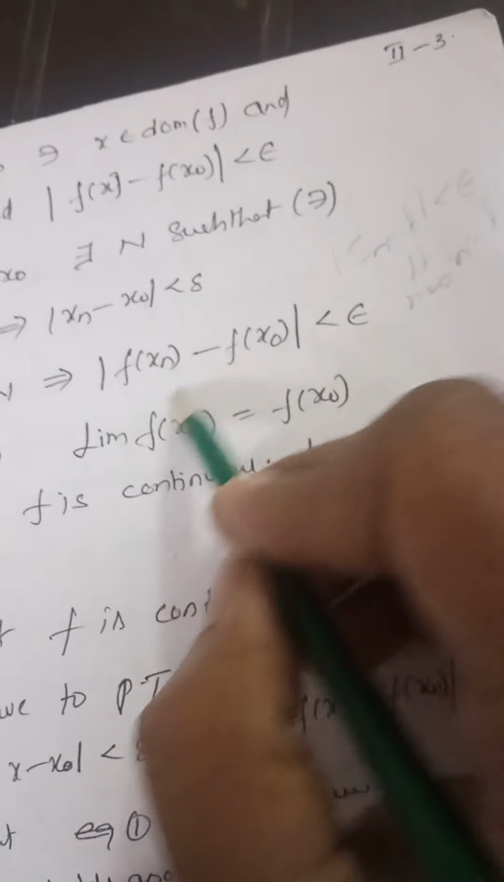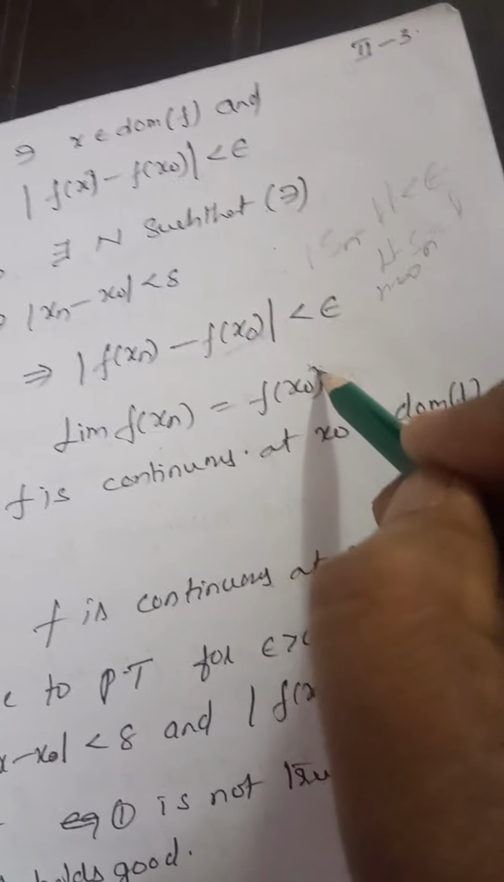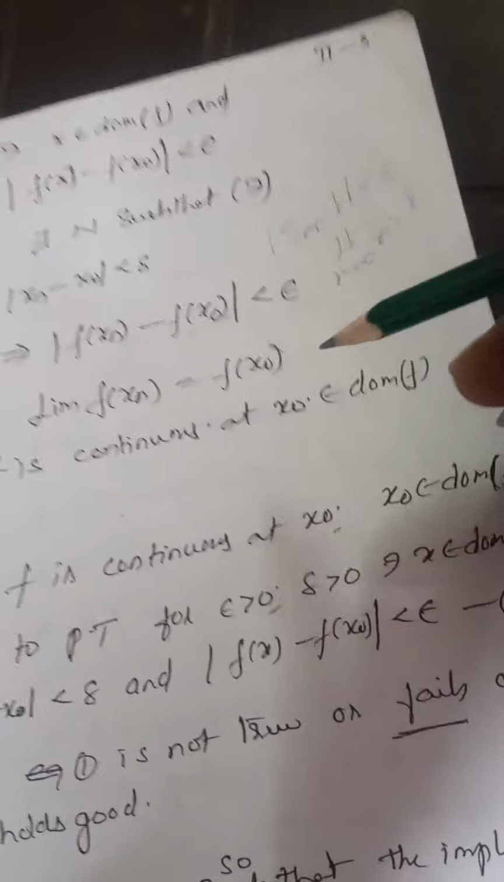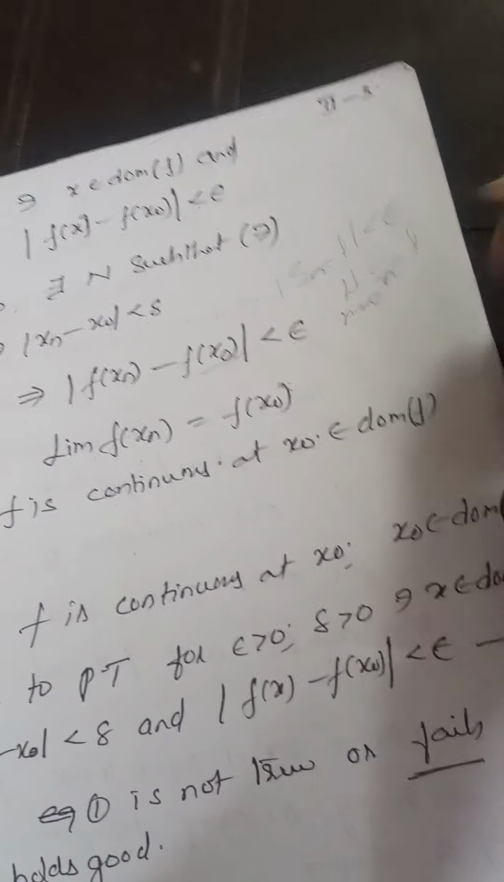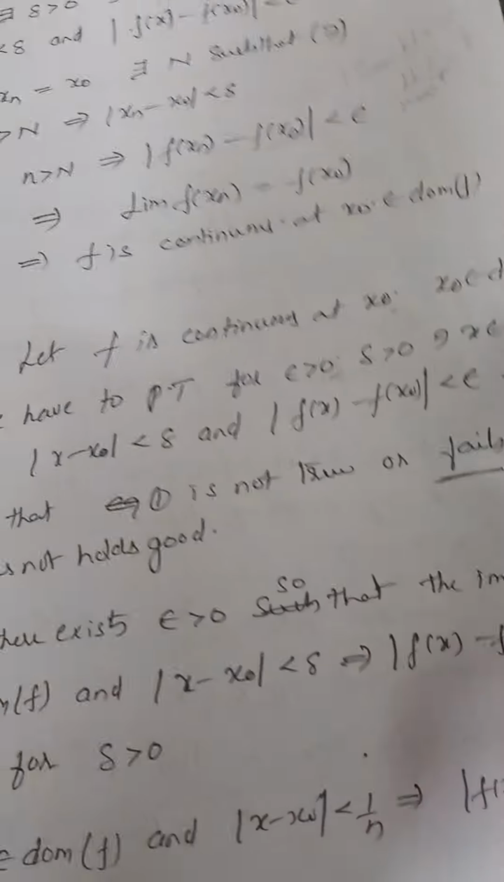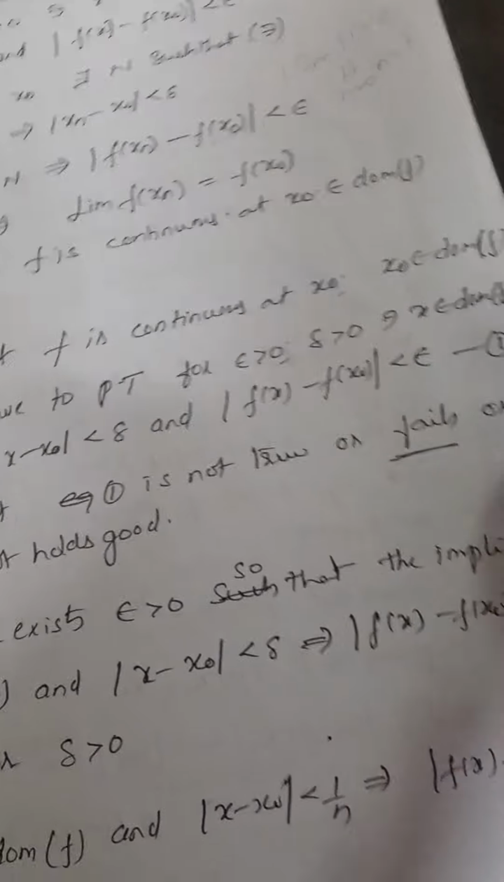Now this can be written as limit as n tends to infinity, f of xn is equal to what I have to write? f of x naught. I got the result. Therefore, I can say that f is continuous at x is equal to x naught, which belongs to the domain of f. Right? Now, the next one is the converse of this theorem. We prove this converse by contradiction way.